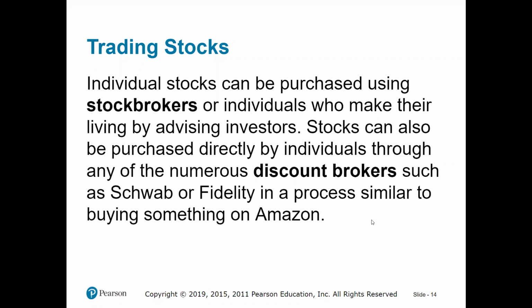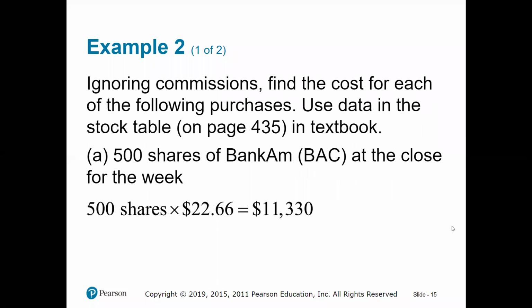All right, trading stocks. Individual stocks can be purchased using stockbrokers, or individuals who make their living by advising investors. Stocks can also be purchased directly by individuals through any of the numerous discount brokers, such as Schwab or Fidelity, in a process similar to buying something on Amazon. So example 2, ignoring commissions, find the cost for each of the following purchases. Use data in the stock table on page 435 in your textbook.